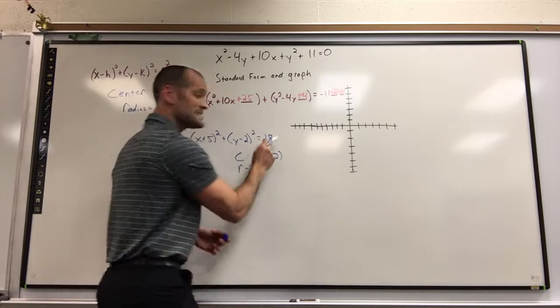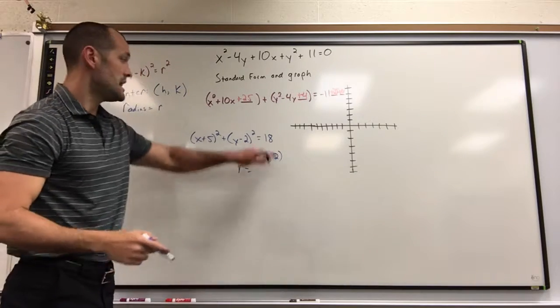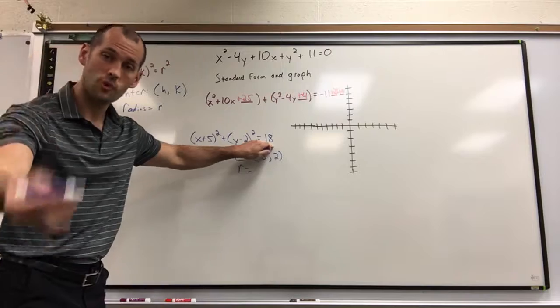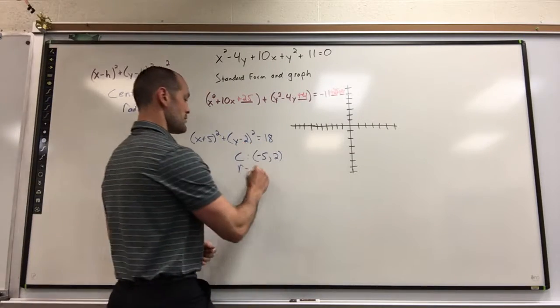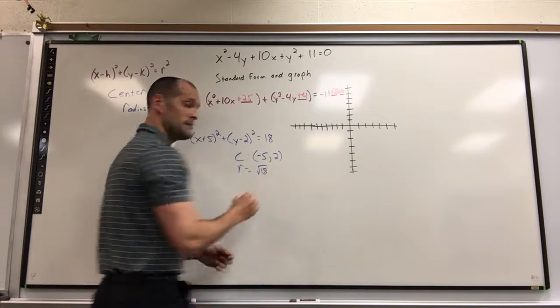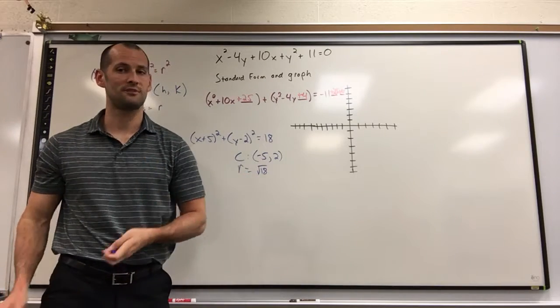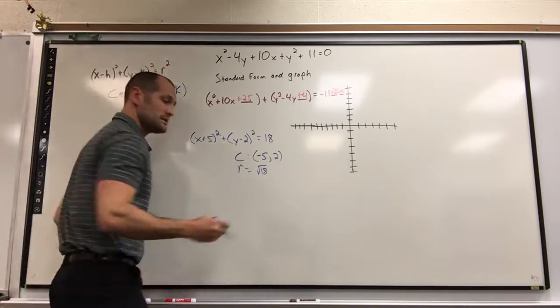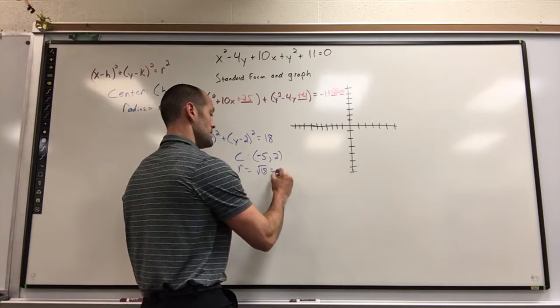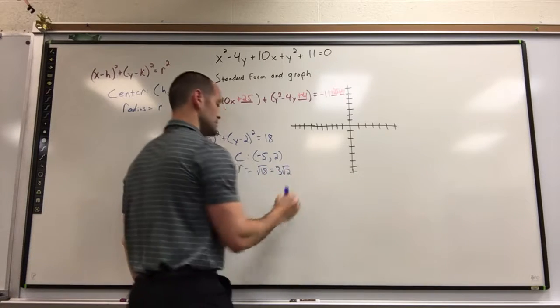Radius. Now, that's not a perfect square. All right? This is representing radius squared, which means my radius is just square root 18. Now, hear me out. I'm not going to give you full credit if you put that on a test, because you haven't simplified for me. If you were to break down square root 18, you will arrive at 3 square root 2.